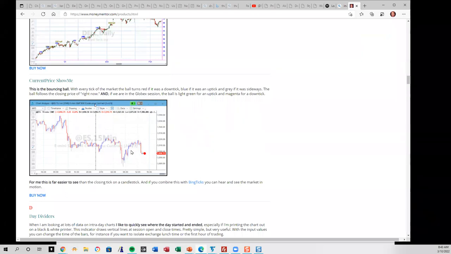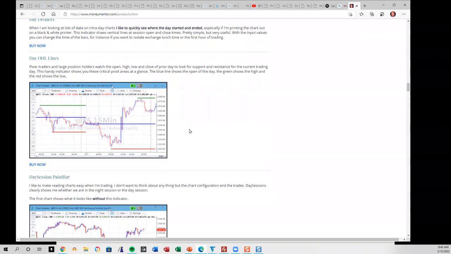This is my current price, show me. So it just puts a little ball. It turns red if it's down and blue if it's up. And you can set those values too. So you know which direction the market's moving at a glance.